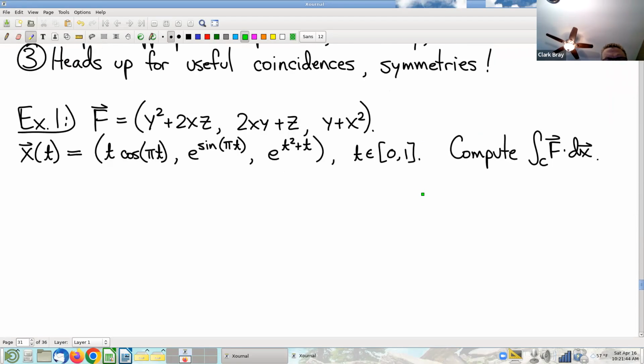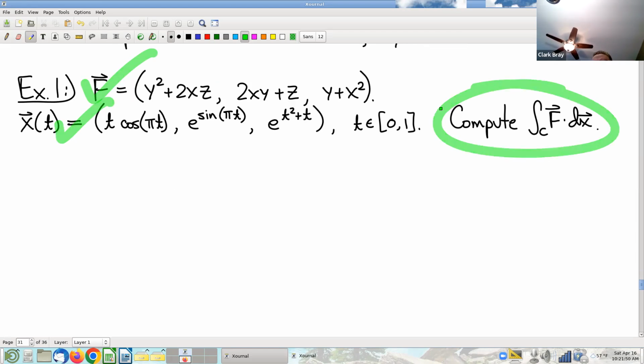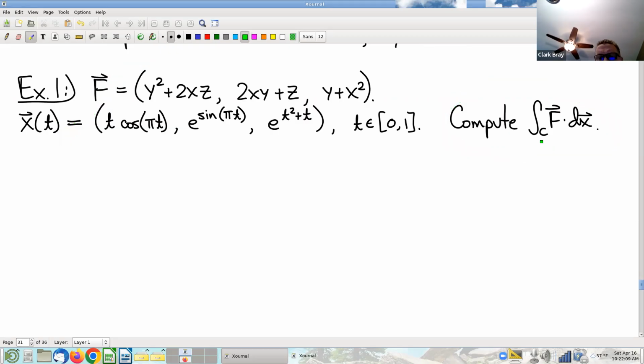Let's see an example here. We've got a vector field given. We've got a curve parameterized. We're asked to compute a line integral. Now, the instinctive first thought that might occur to you here is, hey, I've got a parameterization. I can pull back through the parameterization. In other words, I can plug and chug. And I suppose you could do that. That's not going to be a good choice here. And you can see why.